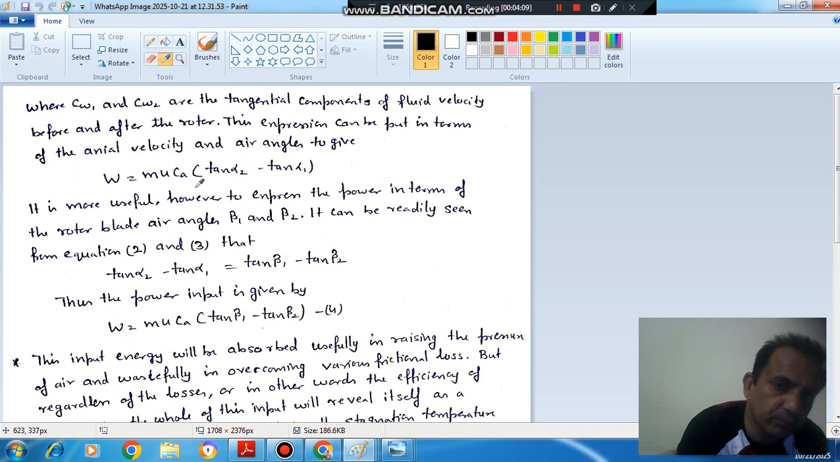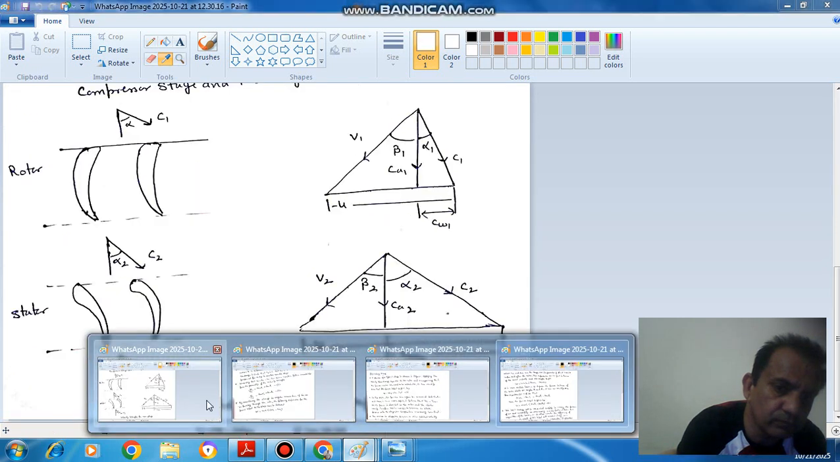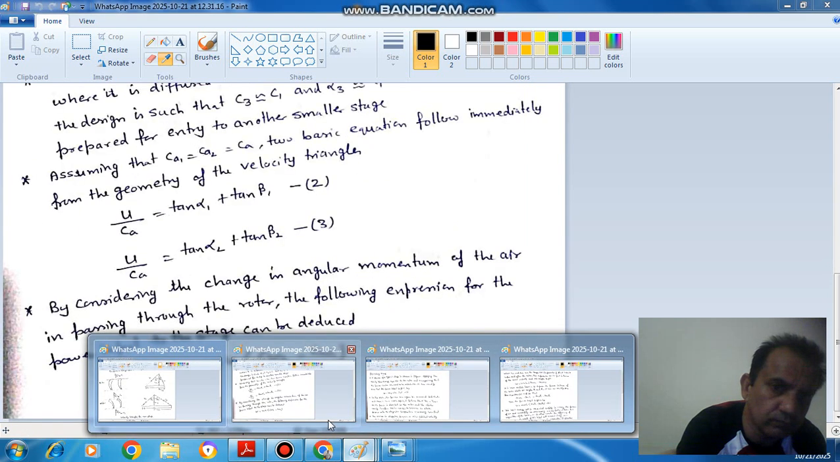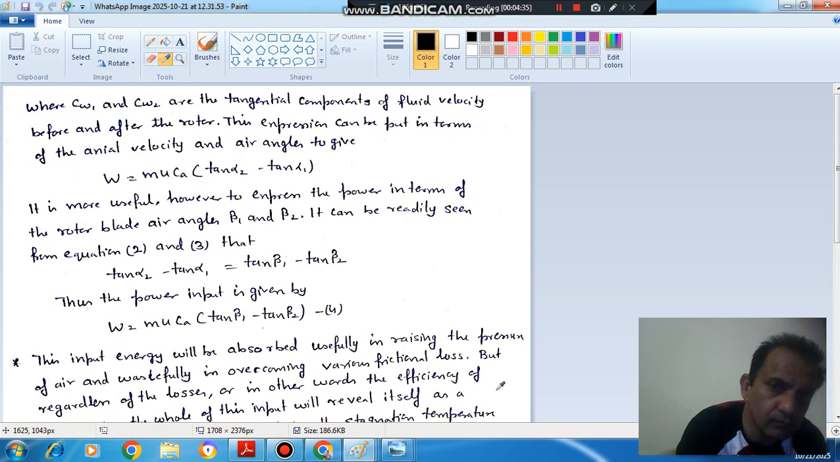So now we can put the values of CW1 and CW2. CW1 is your CA1 tan alpha 1, and CW2 is your CA2 tan alpha 2. So we can write it as m U CA (tan alpha 2 minus tan alpha 1).